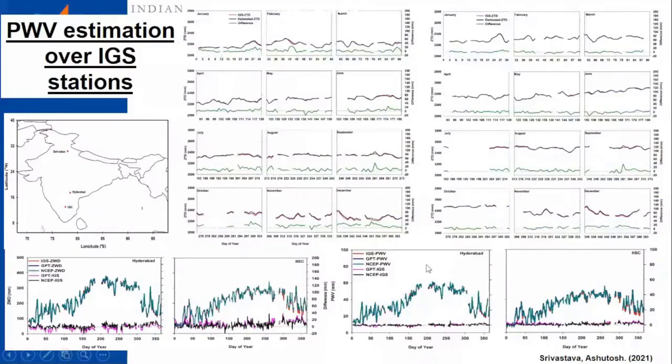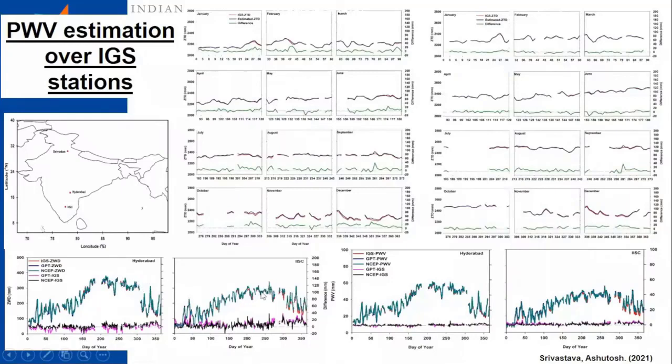Now finally, this ZWD is converted using the weighted mean temperature profile to PWV. So you can see that PWV is higher, and the wet delay is also higher, depending on the day number. Down on the x-axis, these are the day numbers, around 152 to 300. So around June, July, August, these are the monsoon months in India. So the wet delay is almost high, and the peak is around these months only.